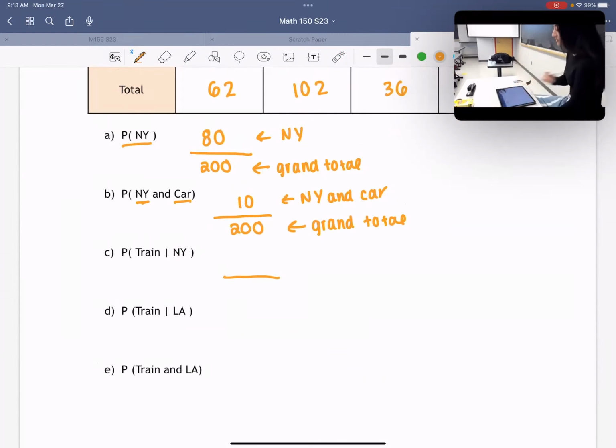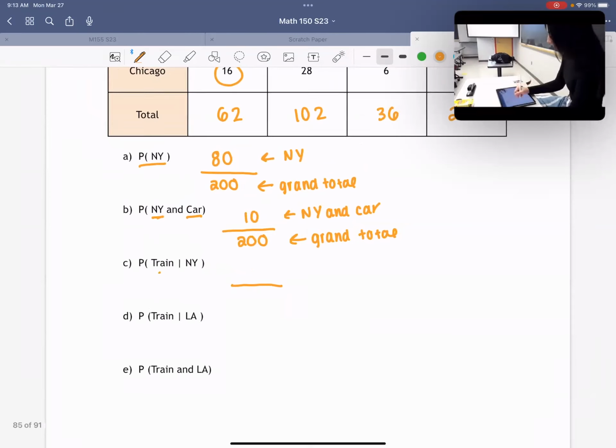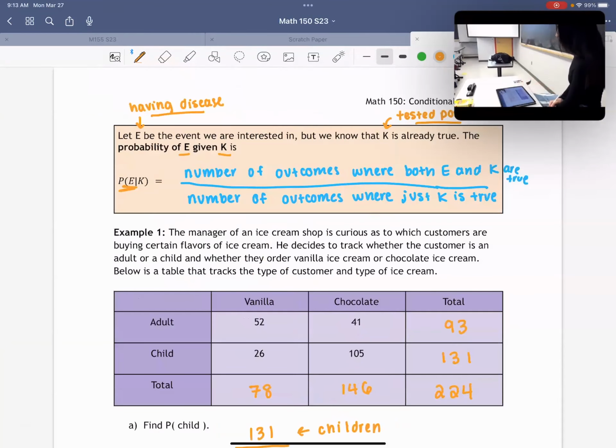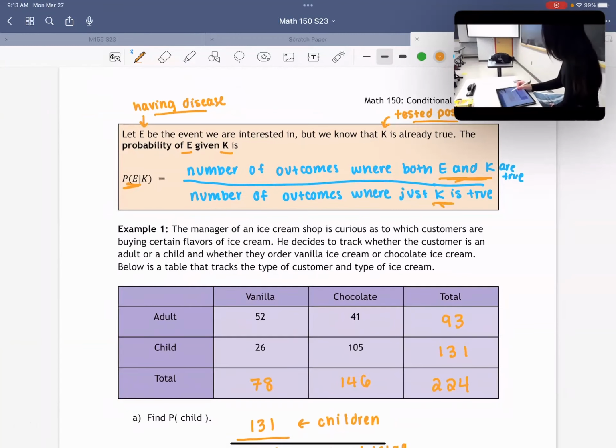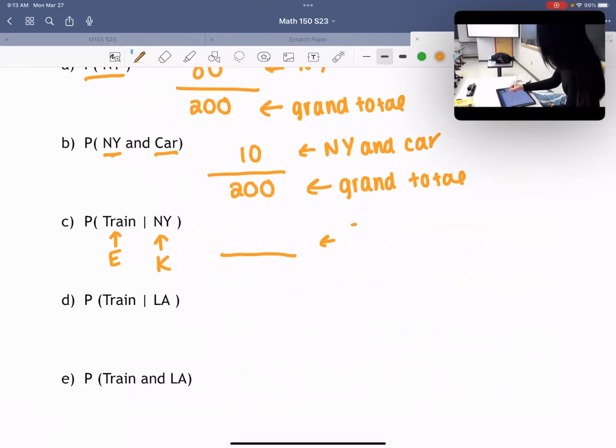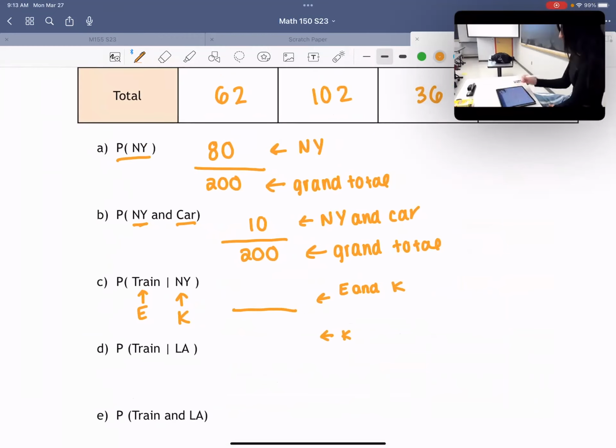Okay, taking a look at my formula, I know that E represents the first event and K represents the second event. So if I go back to my formula, I know that E and K go on top and just K goes on the bottom. Okay, so let me just write this as a note. So E and K goes on top. I know that K goes on the bottom.